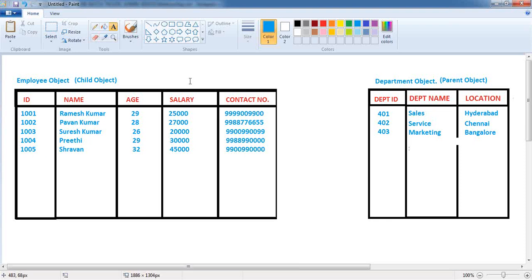So whenever we are mapping the association between the two objects, always we map it from child to parent. Then how can we map this association? Inside this particular child object, create one additional field. This field should be related to the parent object's primary key column. That's it, a simple concept.